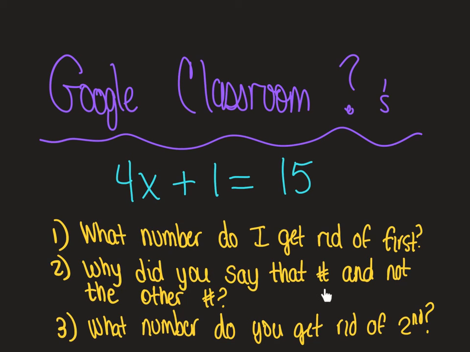Question 2: why did you say that number and not the other number? So if you're going to pick 4, tell me why you get rid of 4 first. If you're going to pick 1, tell me why you're getting rid of the 1 first. What's the reason that has to be the number that you get rid of first? And question 3, what number do you get rid of second? This question is related back to here. Why are you picking that as your first choice? Good luck.